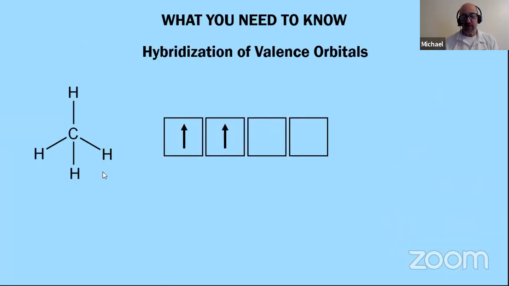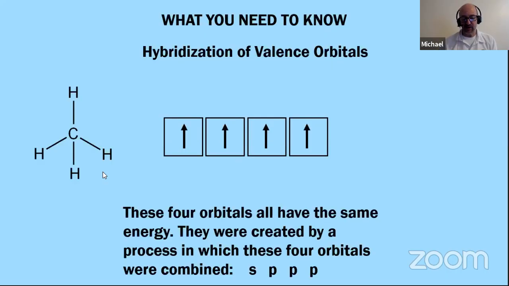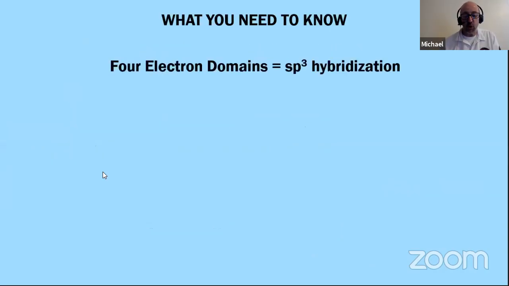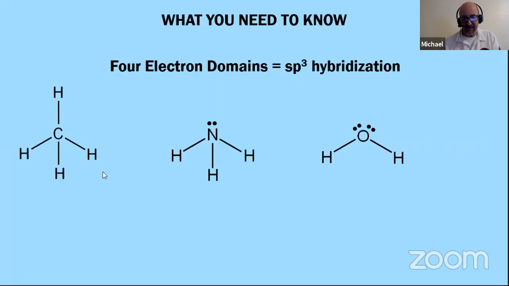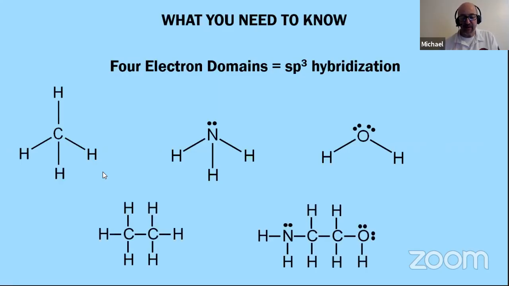So we have 4 electrons in 4 identical orbitals, but because they were created by a process in which the 4 orbitals were combined, we have s, and then we have p, p, and p. The name of this orbital, well, you're not going to call it spp. It's going to be a name that sounds like it makes sense. So we're going to call this sp3. So why is it called sp3? Because 1 s and 3 p orbitals were used to make this particular hybridization for the bonding. So when you have 4 electron domains, you have sp3 hybridization.